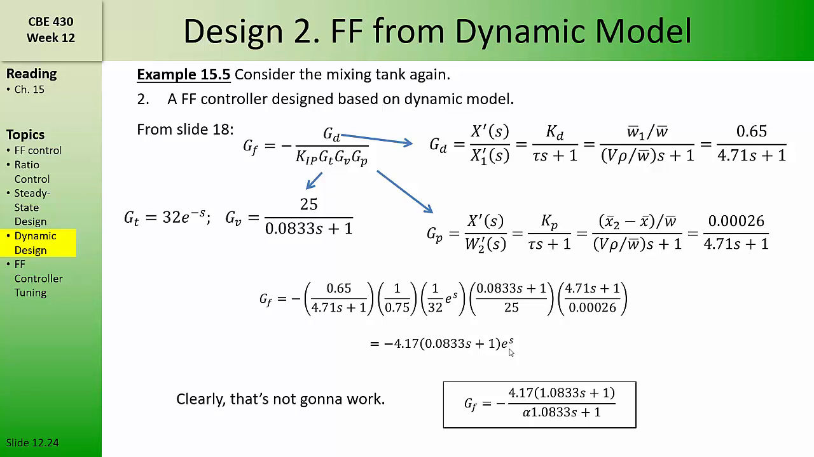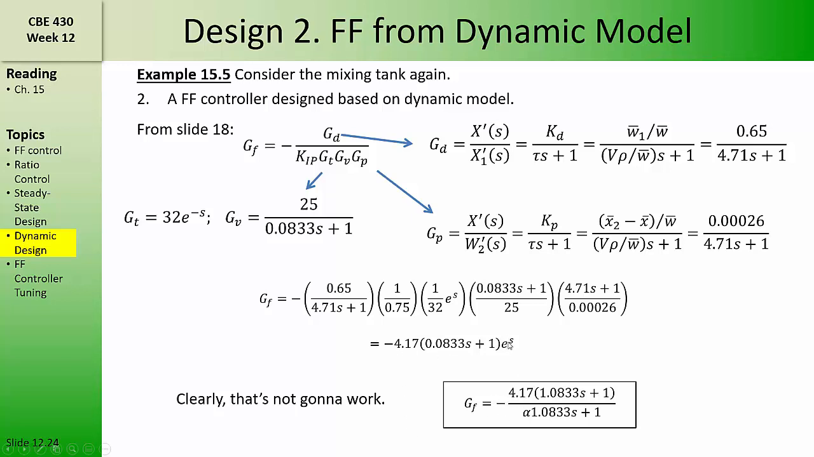Let's design this as a lead lag element. We want to make sure that our steady state gain is correct, so that at the new steady state, when all of the dynamics have decayed, the disturbance will be rejected. So our steady state gain should be minus 4.17.